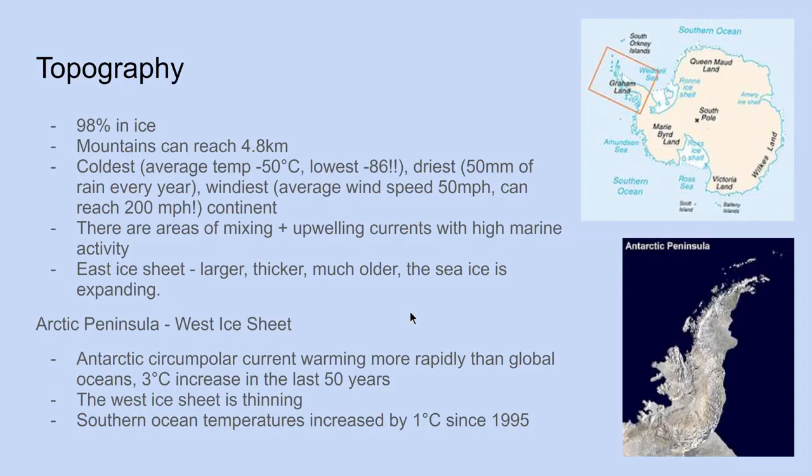The Antarctic Peninsula, which is where this box is, is on the west ice sheet. The Antarctic circumpolar currents are warming more rapidly than global oceans due to their sensitivity to small rises in temperature. There was a 3 degrees Celsius increase in the last 50 years. Overall, the west ice sheet is thinning, and the Southern Ocean temperatures have increased by 1 degree Celsius since 1995.